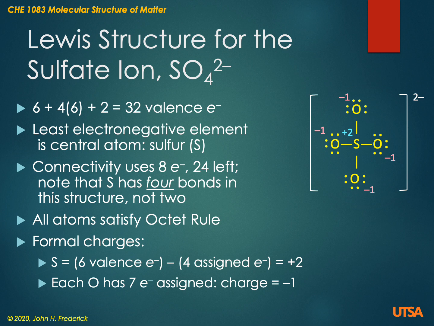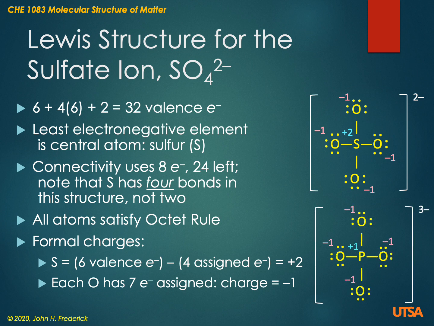If we were to do the same exercise for phosphorus, for the phosphate ion, we would end up with a similar structure, except that now there's only a +1 charge on the phosphorus and an overall -3 charge for the ion. So this is sulfate and phosphate using all the rules that we've developed up until now.